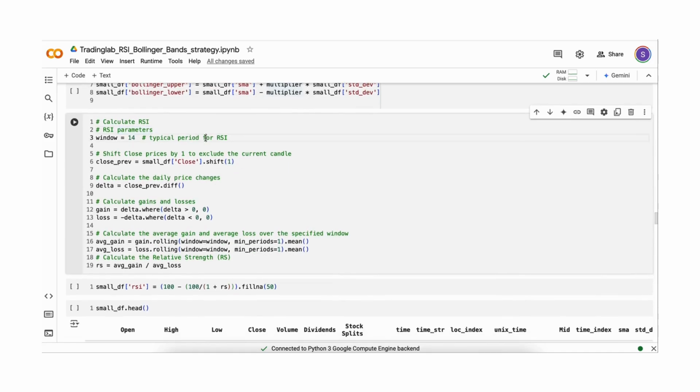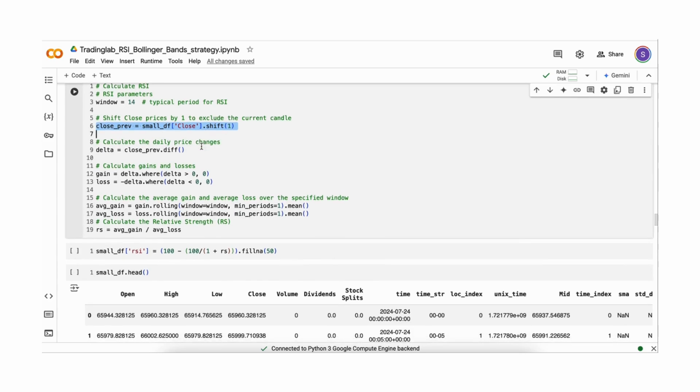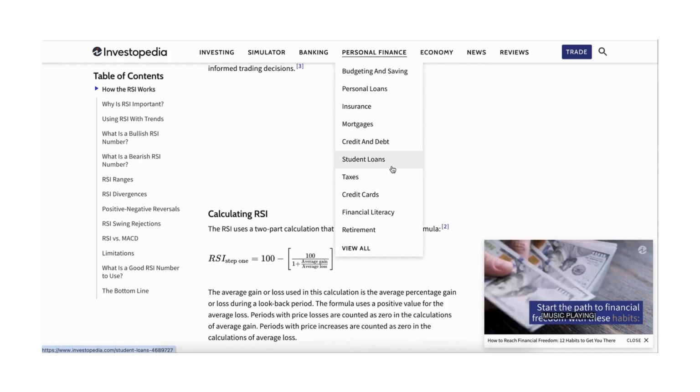The RSI calculation involves one parameter, which is the window, typically set to 14. Again, we shift the values by 1 to exclude the current candle, and then we calculate the daily price changes. This is done with diff, which calculates the difference between this candle and the previous candle. And so maybe it is useful to look at the definition of RSI.